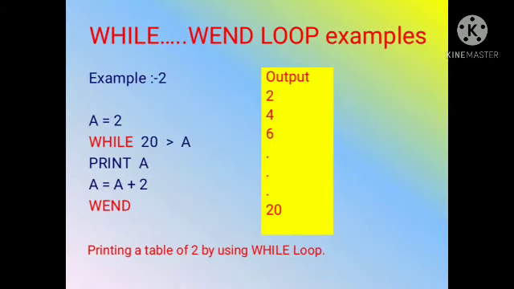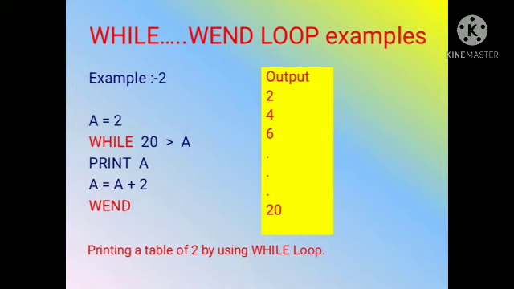Now we are going to see the second example of while loop. In this example you can see the output first. Table of 2 is coming in a proper way: 2, 4, 6, then till 20. For that we have to give the condition and the starting value properly.